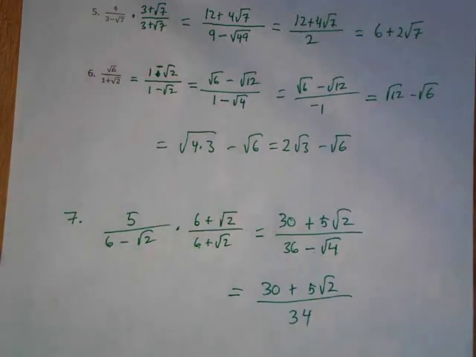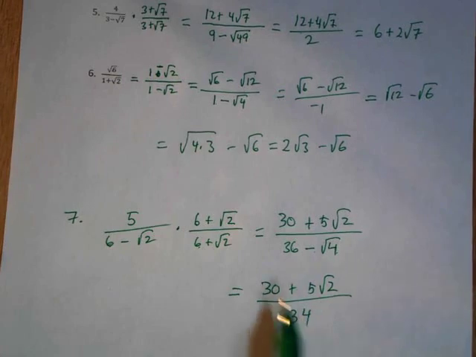Now, here's a good example. It would be very tempting to reduce the 30 and the 34. You cannot. If you're going to reduce, you have to be able to reduce in all three places. I agree that you can reduce a 2 out of these two. You can't reduce a 2 out of that one. So don't reduce that one. That's it. Okay, so like I say, there's a good example to show you that quite often when we rationalize, not all the fractions go away.